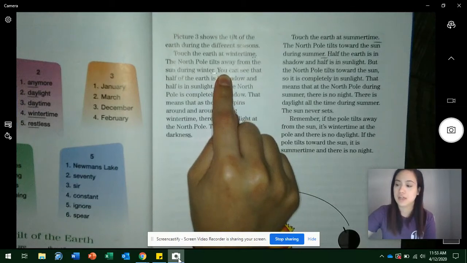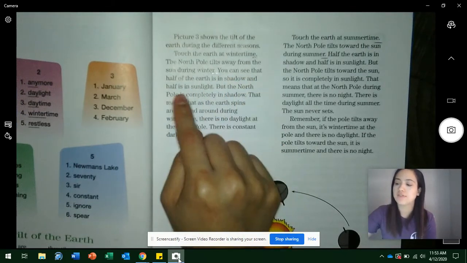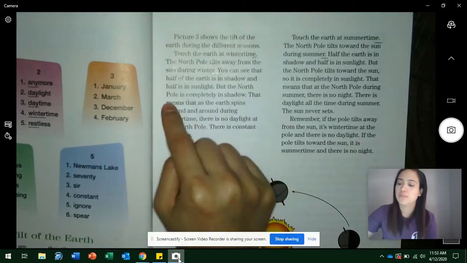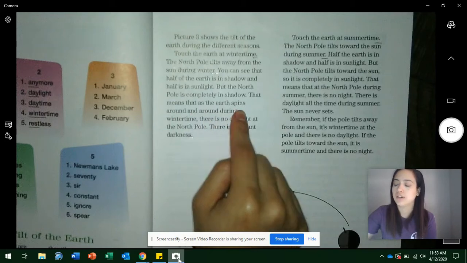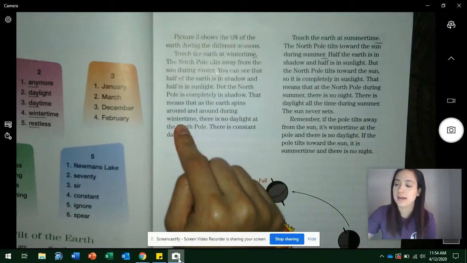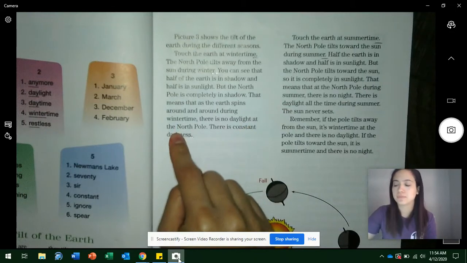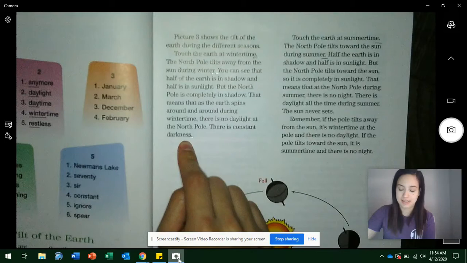And let's continue reading. You can see that half of the earth is in shadow and half is in sunlight. But the North Pole is completely in shadow. That means that as the earth spins around and around during wintertime, there is no daylight at the North Pole. There is constant darkness.